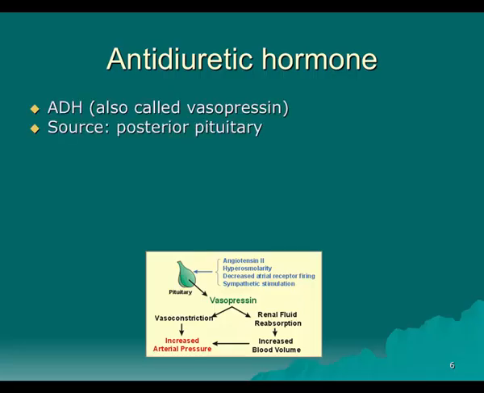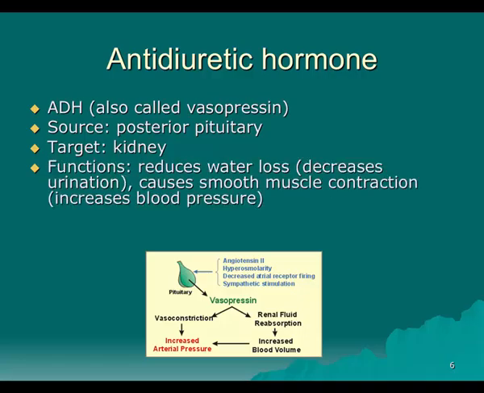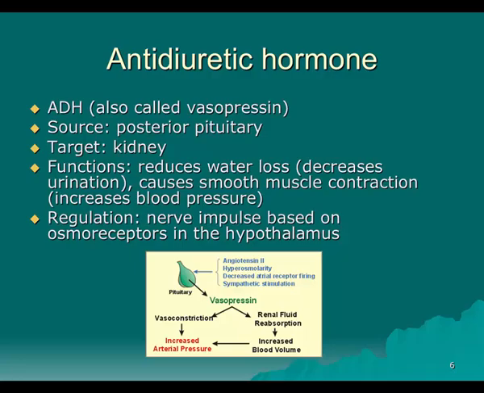All the next several slides, or all the hormone slides, are set up very similar to this one. The first bullet point is the abbreviation or another name if there happens to be one. The second bullet point will say where that hormone is released from. The third bullet point tells where the target for that hormone is. The fourth bullet point tells the function. And the fifth bullet point talks a little bit about its regulation.